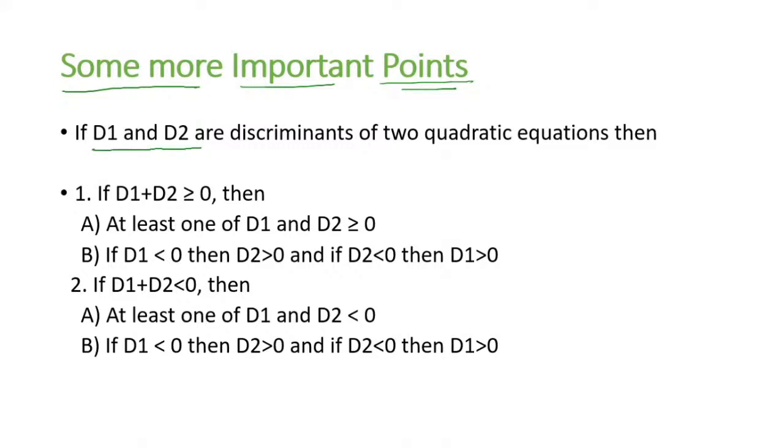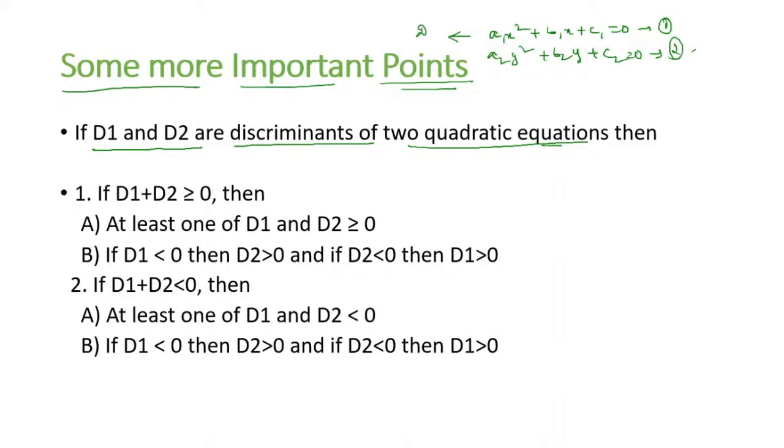If d1 and d2 are discriminants of two quadratic equations, so let us consider a1x square plus b1x plus c1 equal to 0 as one quadratic equation, and a2y square plus b2y plus c2 equal to 0 as the second quadratic equation. The discriminant of equation 1 is d1 and the discriminant of equation 2 is d2.